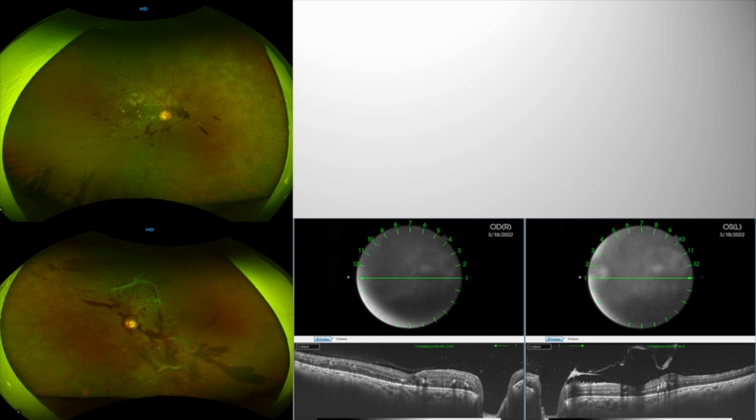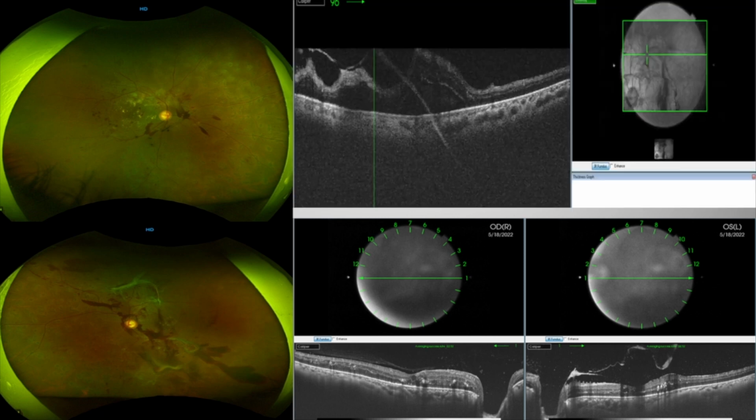Along with that, in the OCT, both eyes showed a flat foveal contour with some hyperreflective dots suggestive of exudates. In the right eye, a center involving cyst was seen. In the superotemporal quadrant in the left eye, a tractional element was seen with tractional detachment of the retina.